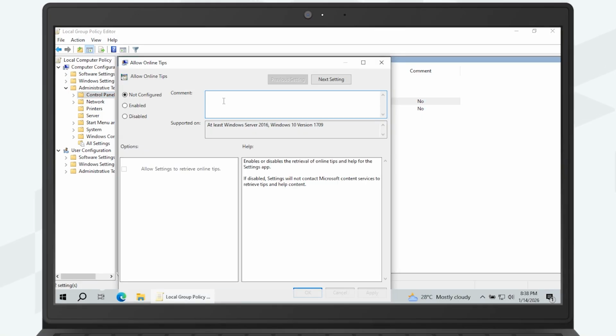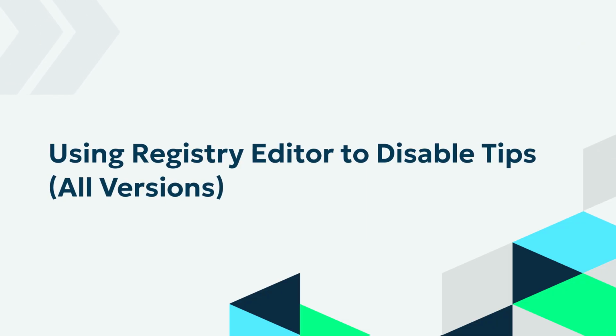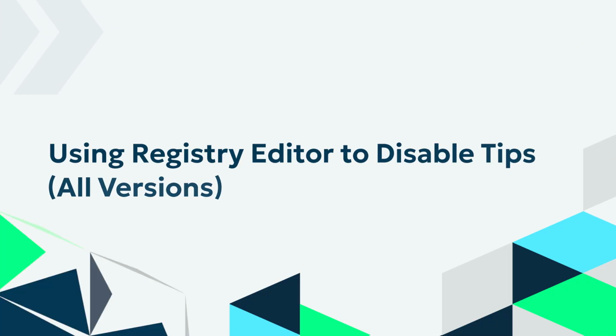Double-click on the Allow Online Tips policy, set it to Disabled, then click Apply and OK. Finally, restart your computer or run gpupdate /force in command prompt to apply the changes immediately. Using Registry Editor to disable tips, all versions.